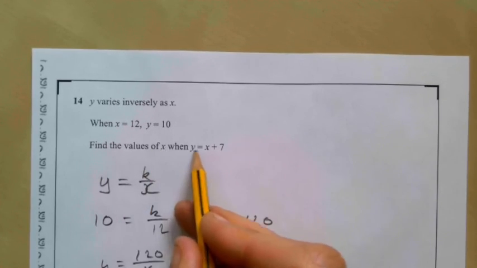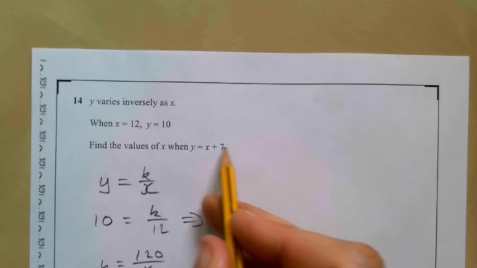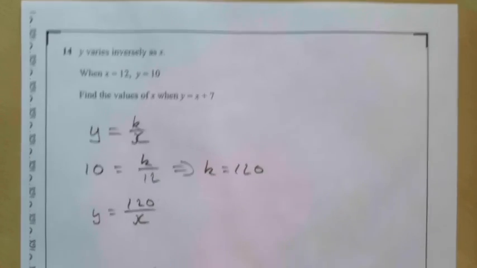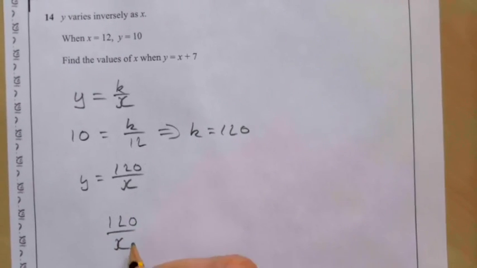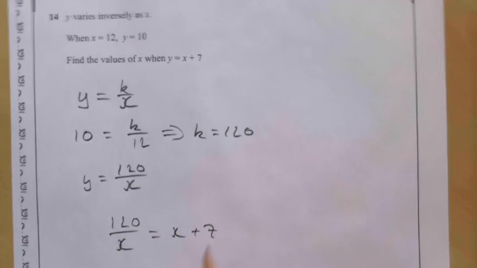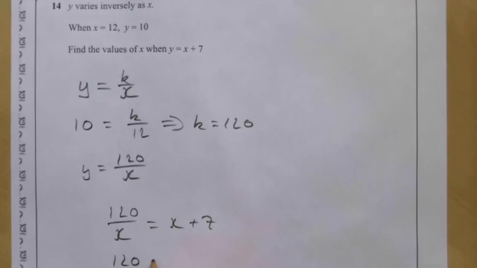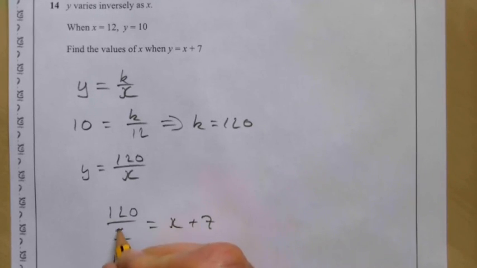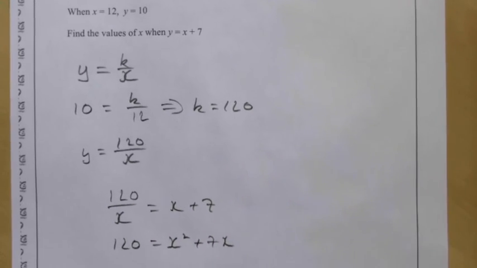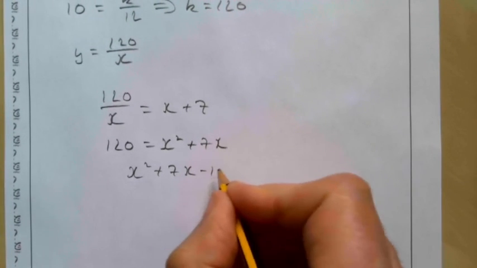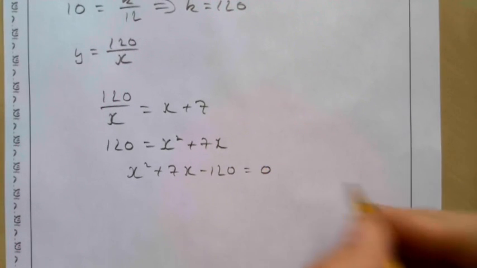Find the values of x when y equals x plus 7. Well, y is 120 over x. So 120 over x is x plus 7. We put times through here by x. If times this by x, that gives us 120. The x disappears. Times this by x, I get x squared. Times this by x plus 7x. And we can see now we have a quadratic equation. So I take everything to the one side. X squared plus 7x minus 120 equals 0.